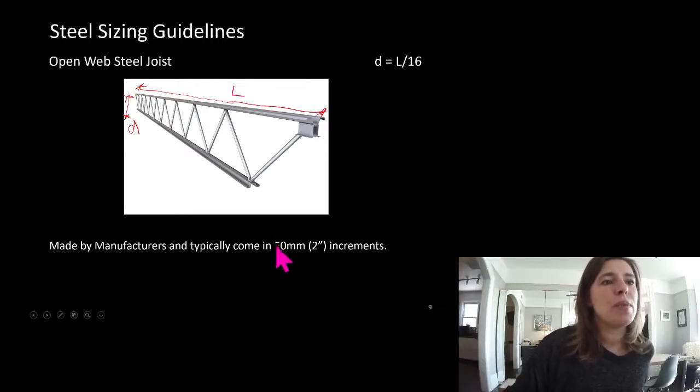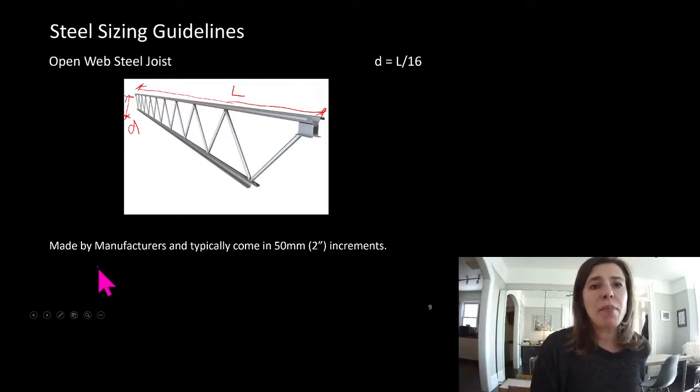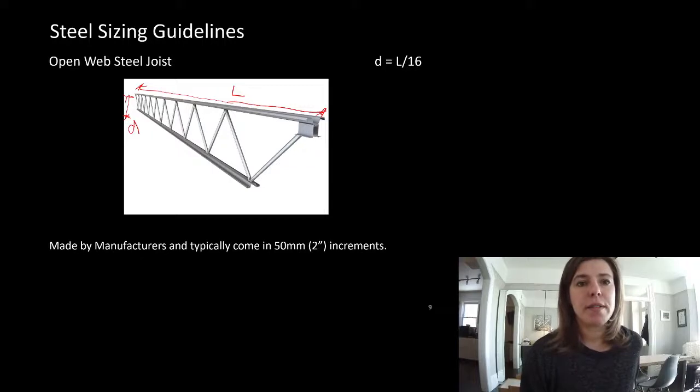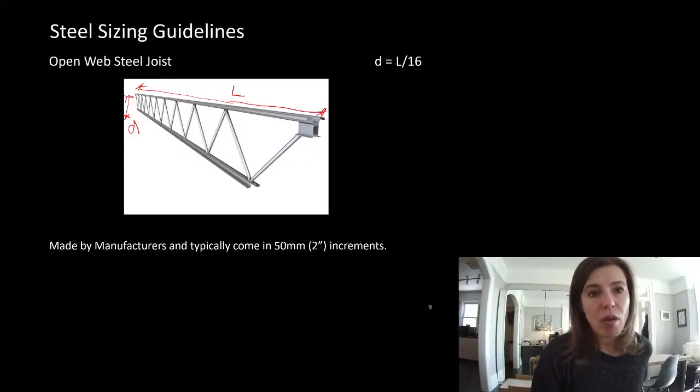So here's our open web steel joists. These are made by manufacturers. The final design isn't by me, the engineer, but I do need to have an idea of how deep it needs to be. Now, you're obviously going to do a very preliminary design. I usually go a little bit further once I'm involved, where I actually look at the loads and check their loading charts and see how far it spans. And then I put that on the actual contract documents, but they do the final design for it.